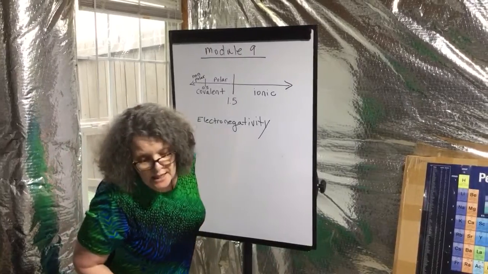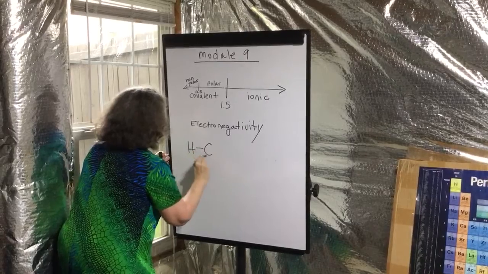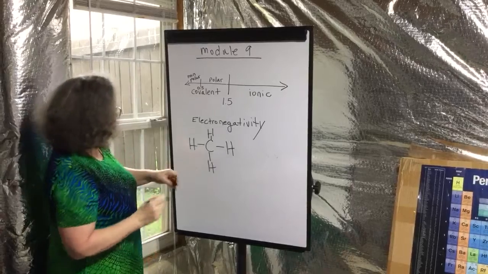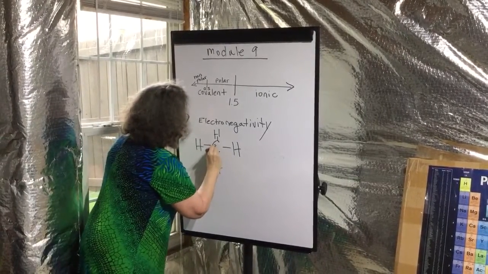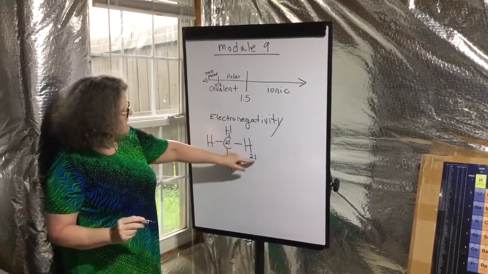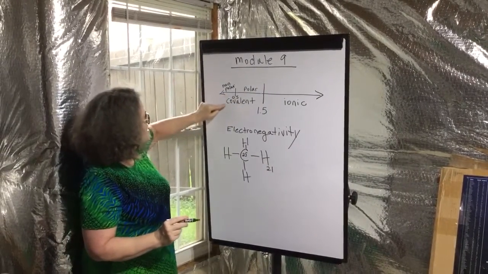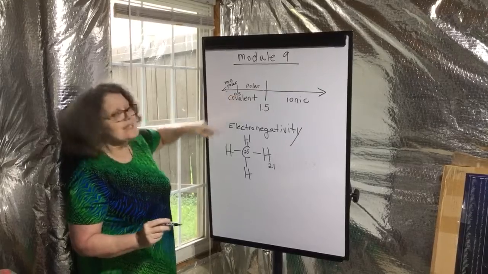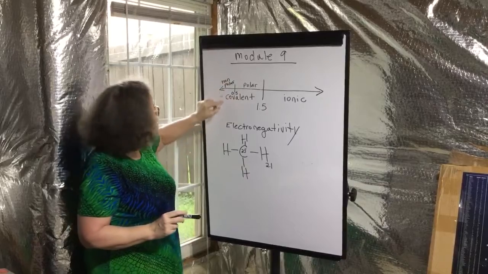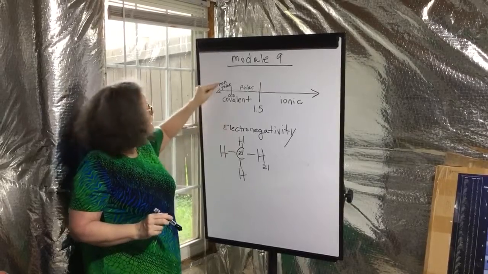Now let's look at another one. Let's look at CH4. This is methane. CH4 is methane. Carbon is 2.5, and we already said hydrogen's 2.1. The difference in the electronegativity is 0.4. Now, notice where that puts it. So it's definitely covalent. This 0.5 is the cutoff between nonpolar and polar covalent molecules. So because the difference is 0.4, methane is nonpolar.